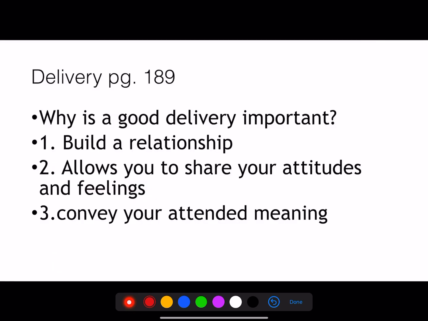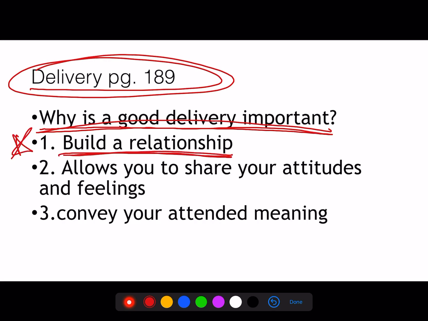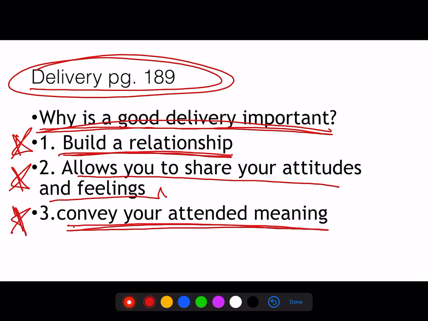All right, we're going to move on to delivery, which is on page 189. Then we're going to talk about nonverbals, and that's going to be the end of speech notes as we have it. Make sure you write this down. Why is a good delivery important? There are 3 reasons. Number 1, it builds a relationship between you and your audience. Number 2, it allows you to share your attitudes and feelings. And number 3, it allows you to convey your intended message.